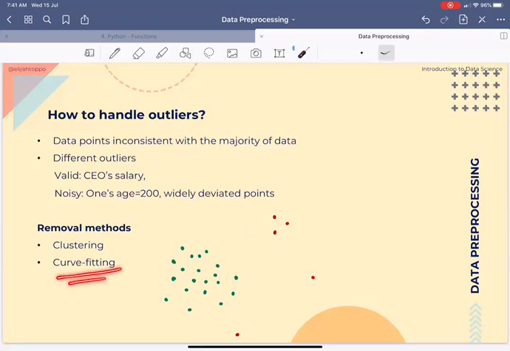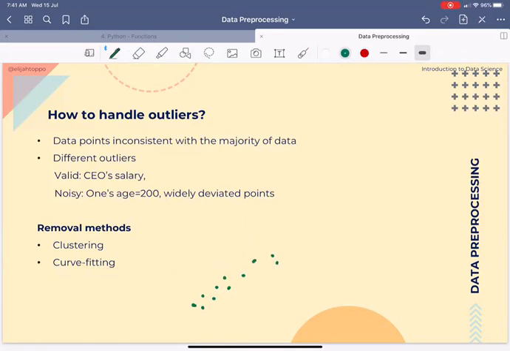You can also use curve fitting methods. So let's say most of our data looks like this. We are following some curve. Okay, and we can see that this would probably be the line that would fit this curve, and I have certain data points which look somewhere like here, or somewhere here, or somewhere here.